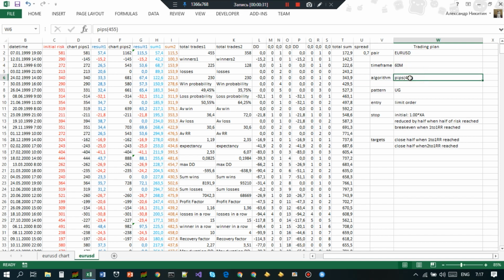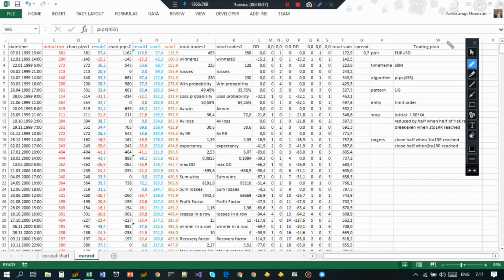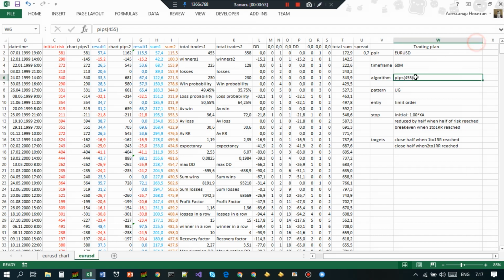The algorithm is 45.5 pips, so it is a very simple algorithm. Basically, it looks this way. If we have a movement and the opposite movement reaches the 45.5 pips, then we have a swing to the downside. Until then, the upside movement continues. So it ignores everything that is less than 45.5 pips.